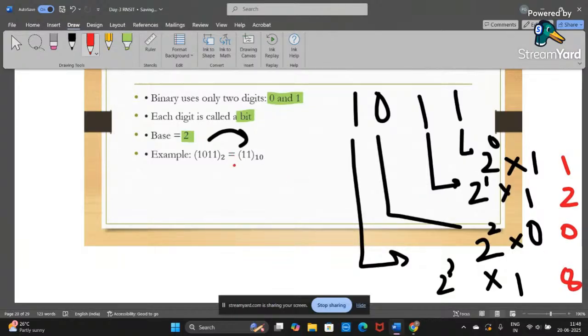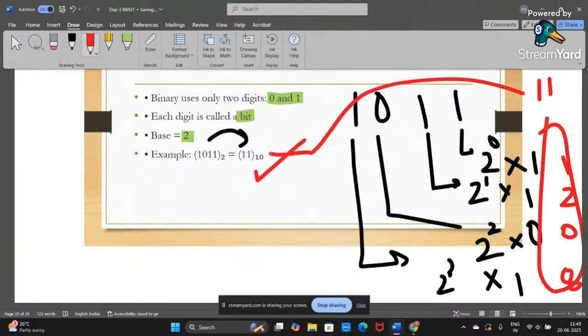So 1011 base 2, when you convert into decimal, it will become 11 base 10. We got the answer. Adding all this we get 11. That is what is given here. Right?